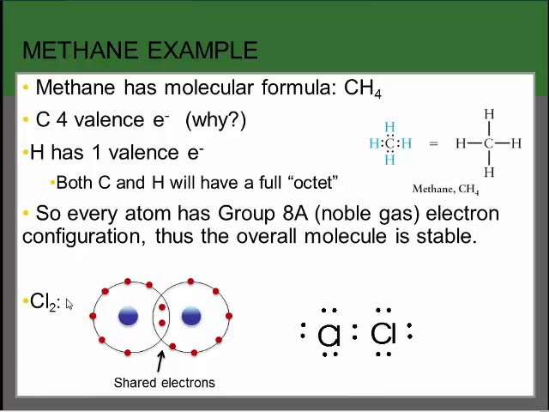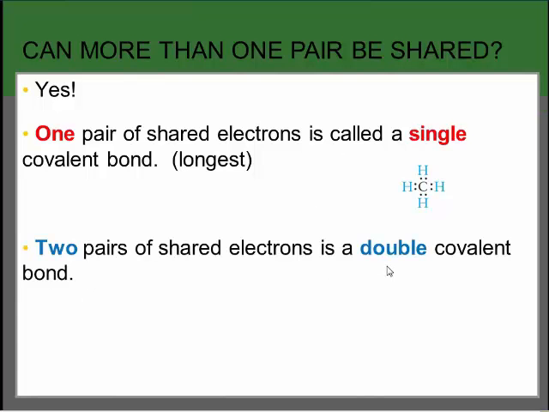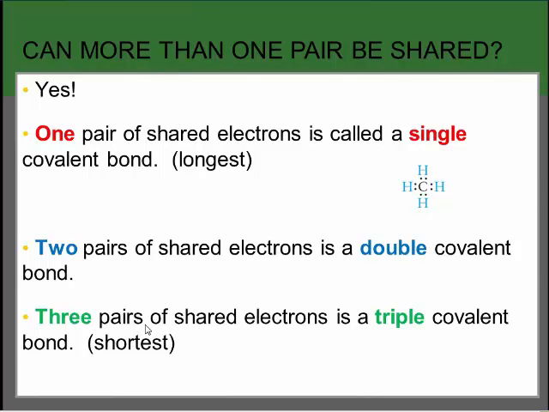As we said before, chlorine looks like this, where we have 1 shared pair. Each chlorine donates 1 electron to the shared pair, so that each chlorine can have a full octet, even though they are sharing 2 of the electrons. Can we share more than 1 pair? Yes, we can. So 1 pair of shared electrons is called a single bond. 2 pairs is called a double covalent bond, and 3 pairs is called a triple covalent bond. And the single bond is longest, the triple bond is the shortest in terms of the bond length.